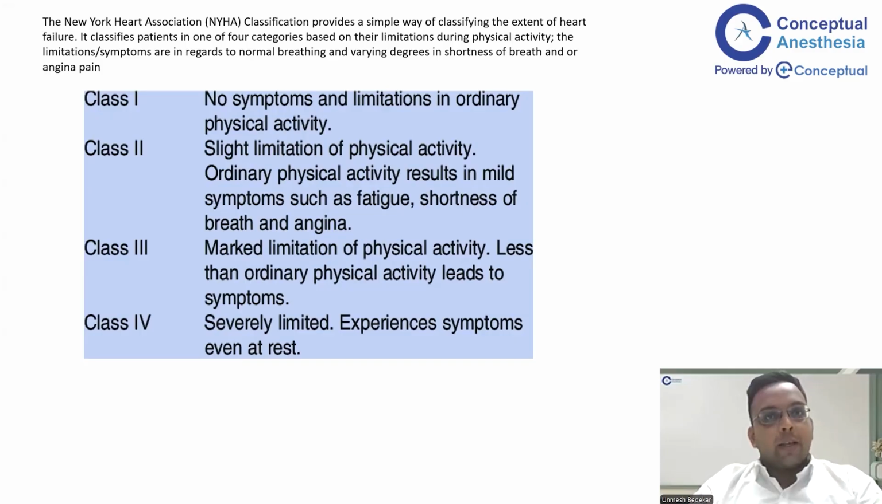The first one is patients having no symptoms and limitations in ordinary physical activity. The second class is slight limitation of physical activity and ordinary physical activity resulting in mild symptoms such as fatigue, shortness of breath, and angina. The third group of patients, they present with marked limitation of physical activity and less than ordinary physical activity leading to those symptoms. And the fourth group of patients, those are with severe limitations of physical activity and they experience symptoms like angina, breathlessness, even at rest.